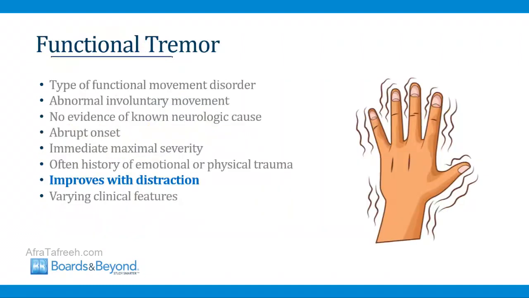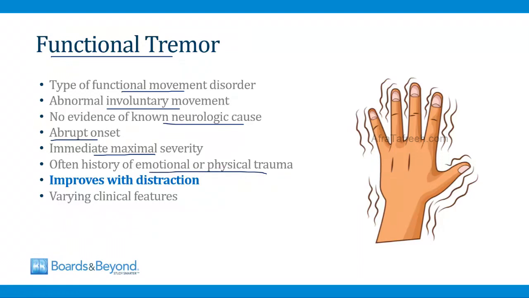Functional tremor used to be called psychogenic tremor, and it's a form of functional movement disorder that does not have a clear underlying neurologic basis, and therefore it's called a functional disorder. These patients have abnormal involuntary movement consistent with a tremor, but there's no evidence of any known neurologic cause. The tremor usually has an abrupt onset and it immediately becomes maximally severe, and most of these patients have a history in their past of emotional or physical trauma. Functional tremor is somewhat similar to conversion disorder in that respect.